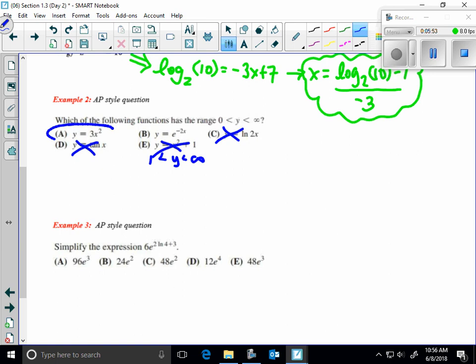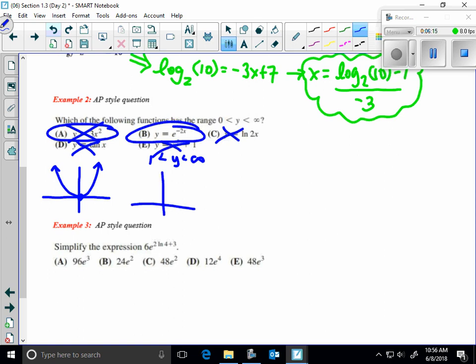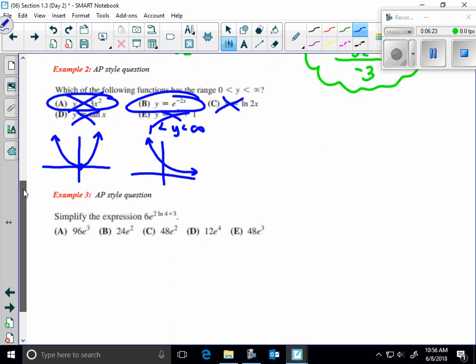So A, absolutely, definitely, it's a parabola, opens upward, centered at 0, with a min value of 0. Ooh, actually, that's out too. Why? Because that would require that to equal 0, so that's out. So the only value that will work here looks like e to the negative 2x. What that will look like, because that exponent is negative, is it's going to approach 0 as it goes to the right. So as x approaches infinity, y would approach 0.